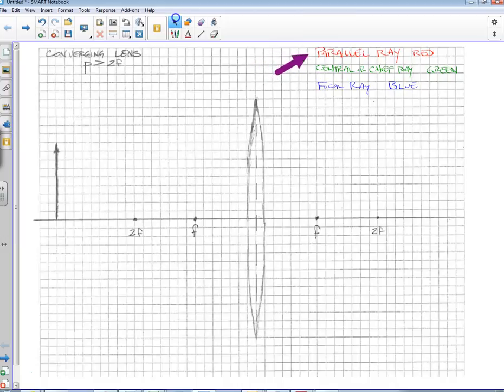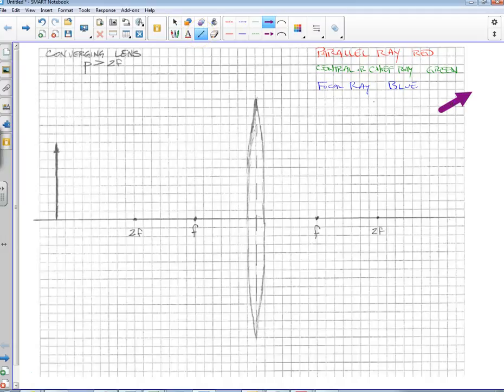For the sake of this, I will do the parallel ray first. I'll do it in red. The central or chief ray will be in green, and the focal ray will be in blue. And our goal is to get the three rays to meet up somewhere, whether we have to trace it back or follow it all the way through. So let's see how this works.